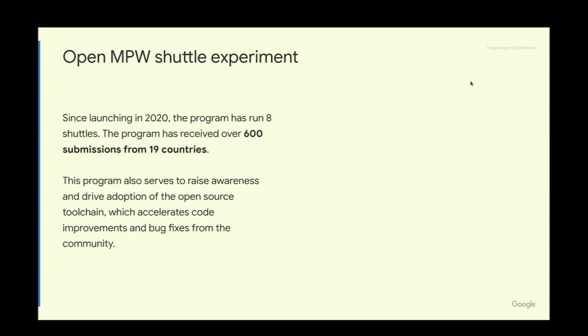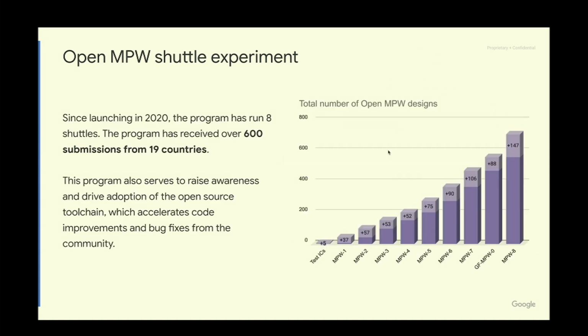Since we began this in 2020, the program has run 8 shuttles so far. We've received over 600 submissions from 19 different countries. We've also been really excited because this has served to raise awareness and drive adoption of these tools. This helps us because the more people that use the tools, the more bugs we find, the quicker we can fix those bugs because we get contributions from the ecosystem. And everybody helps everybody else improve these much faster than they would if we were trying to do it on our own.